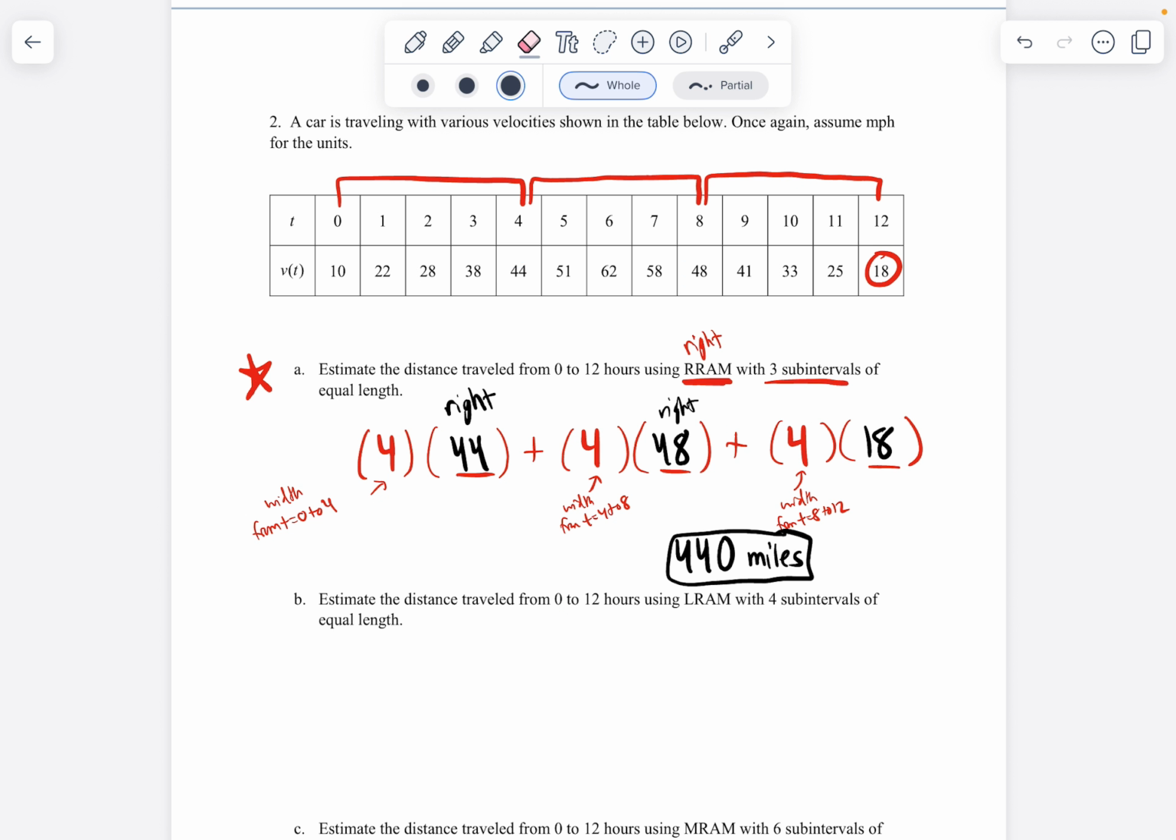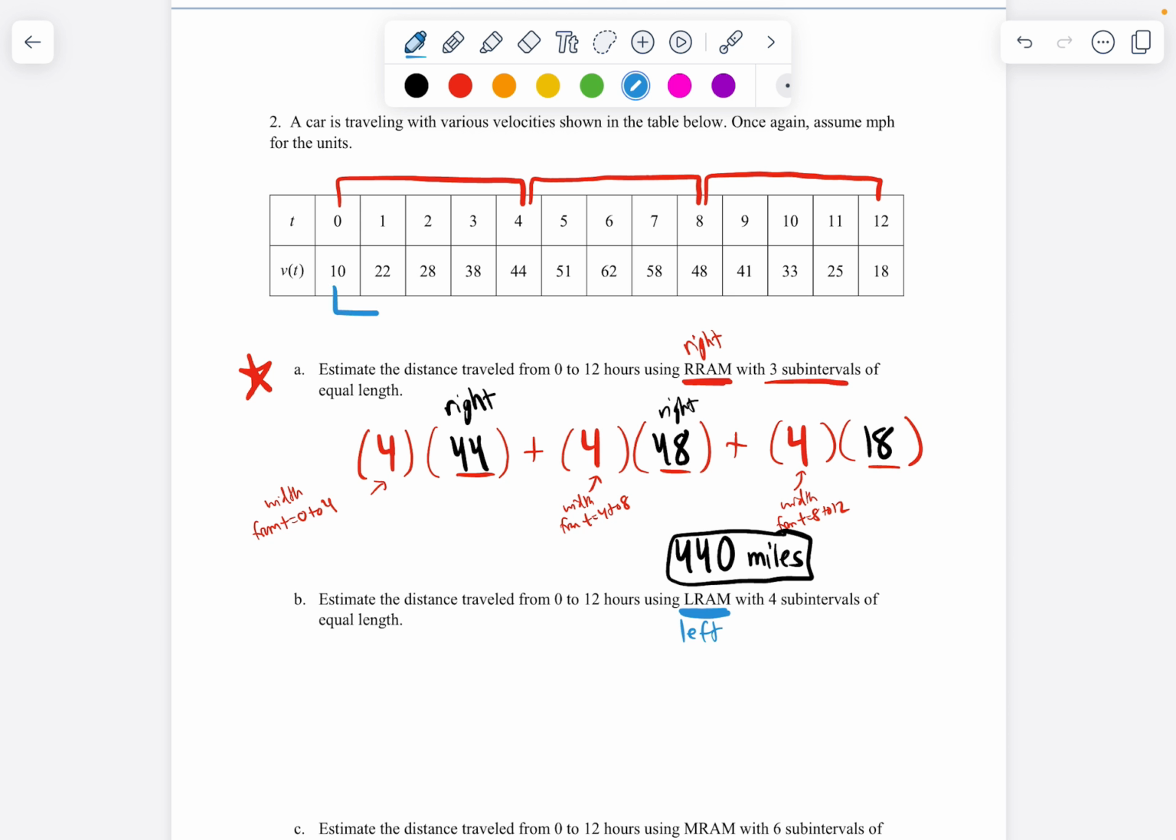Fantastic. Let's use a blue for LRAM now. So LRAM, remember, is left. I'm thinking all the way to the left. So now I'm estimating the distance traveled from 0 to 12 with 4 subintervals. So now not 3, 4. And I'm using LRAM. To split these into 4, I need 4 different groups of 3.